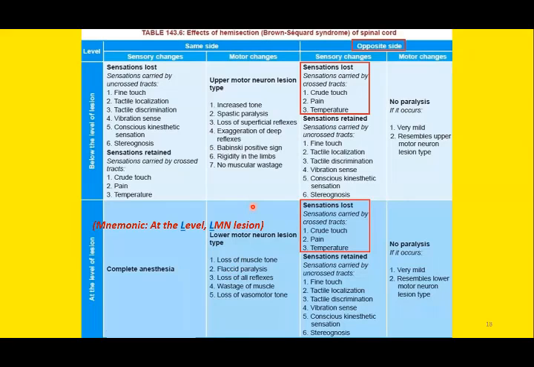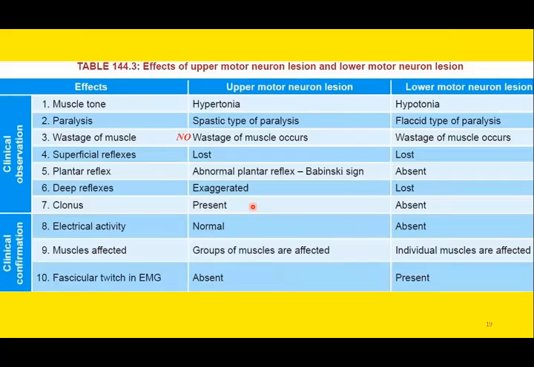So if we compare the upper and lower motor neuron lesion, you can see increased tone in upper motor neuron lesion, hypertonia is there, and hypotonia in lower motor neuron lesion. So spastic paralysis versus flaccid paralysis.